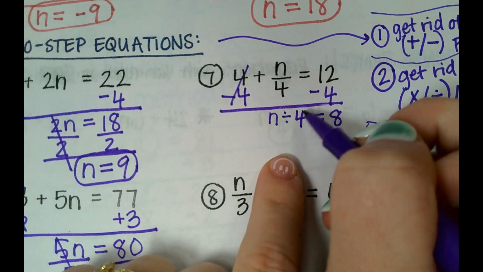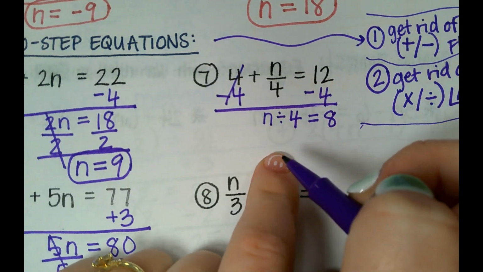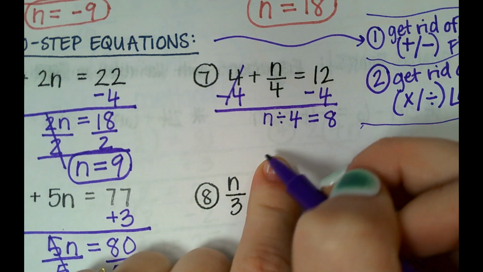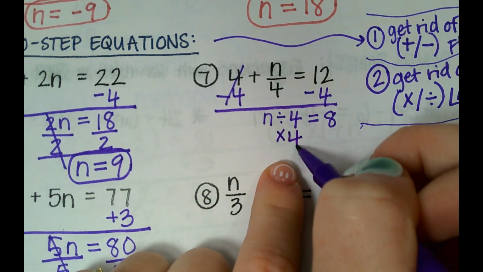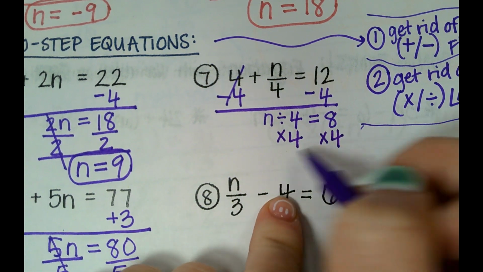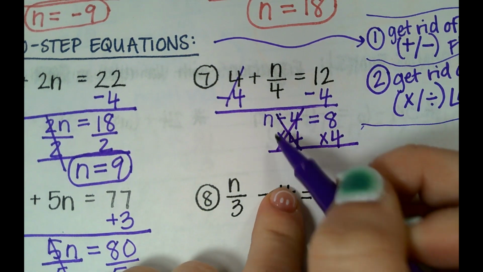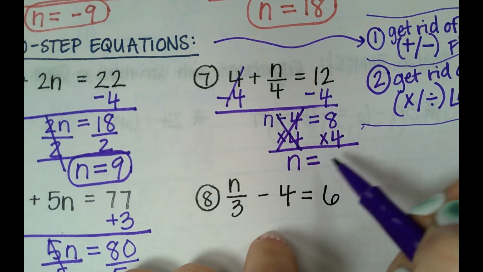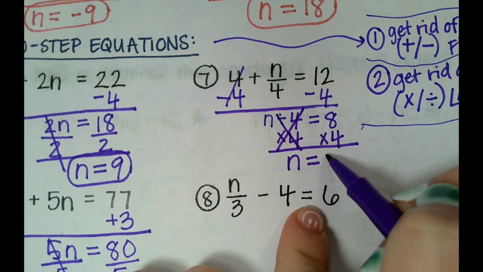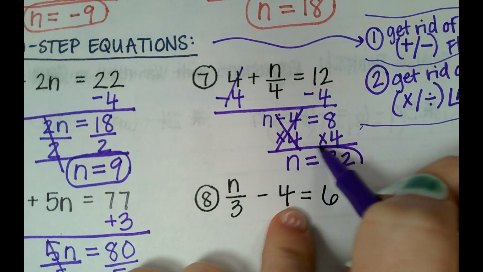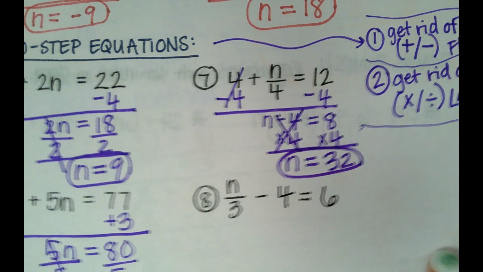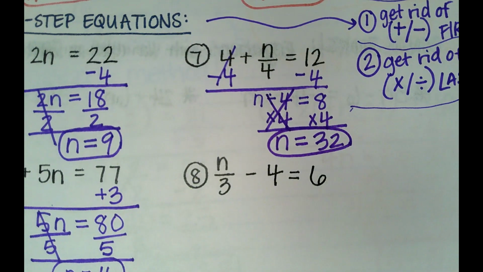Times 4. We want to get rid of this divided by 4. Yes, we do the opposite. Times 4 on both sides. Cancel. Bring it down. n equals 32. Good. Perfect.